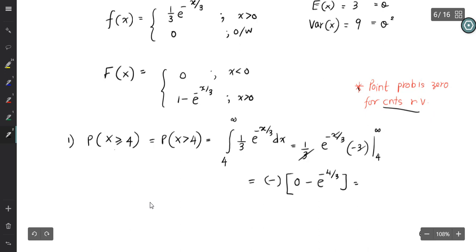So what do you get? Negative and negative cancel out. The answer is positive e to the negative 4 over 3. You can easily find the exact value of this one using a calculator.